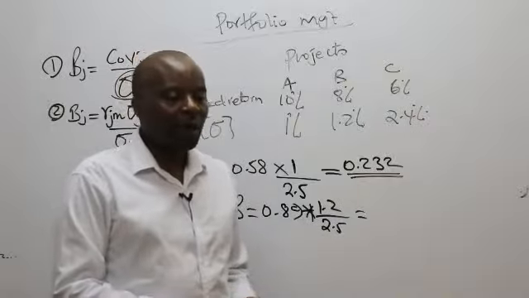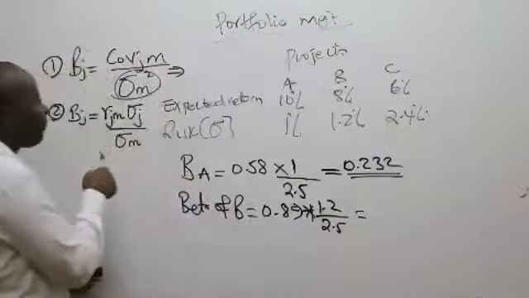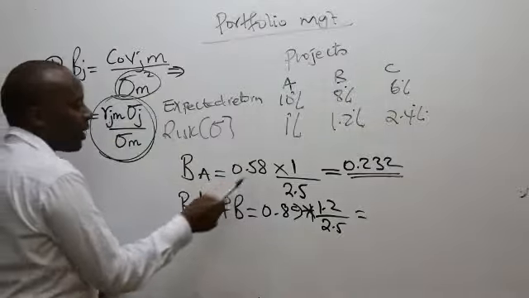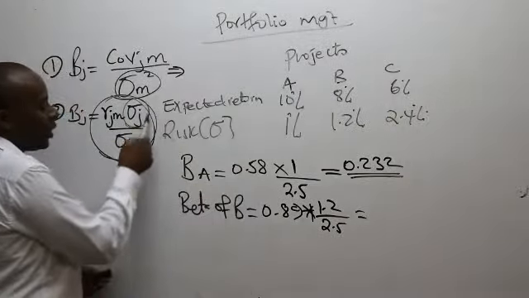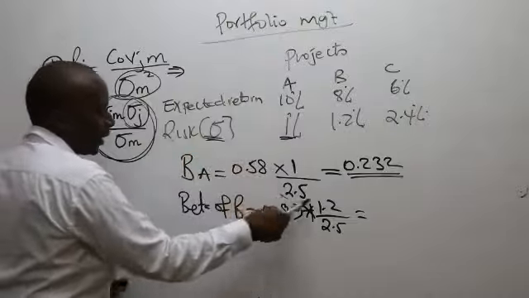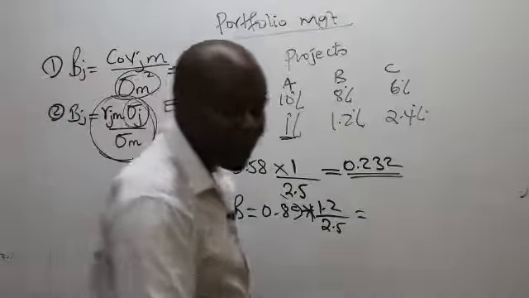Beth is asking, where do we get this 1 over 2.5? It's very easy. I'm using this formula. You take that correlation coefficient, 0.58, times the standard deviation of the security. The standard deviation of A is 1, all over the standard deviation of the market, which has been given.